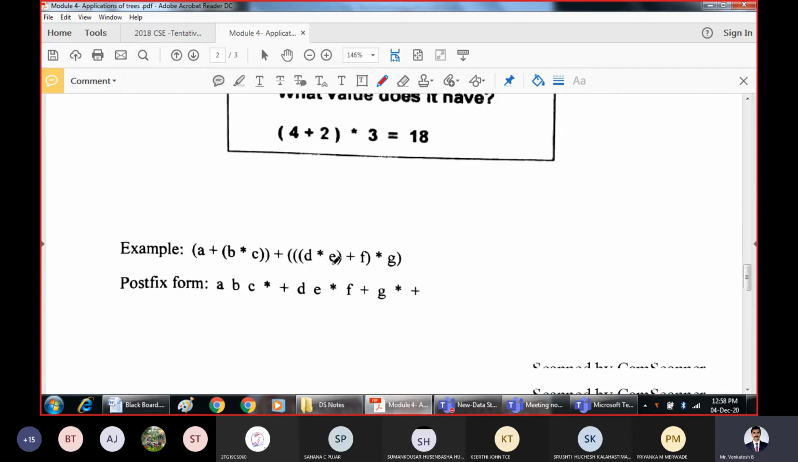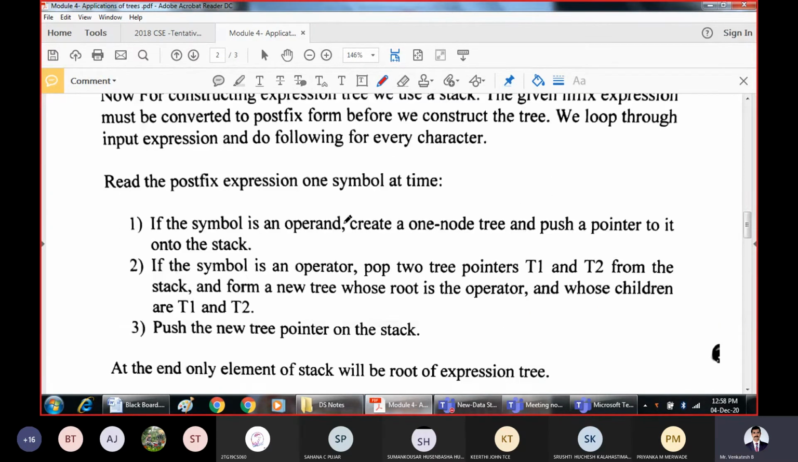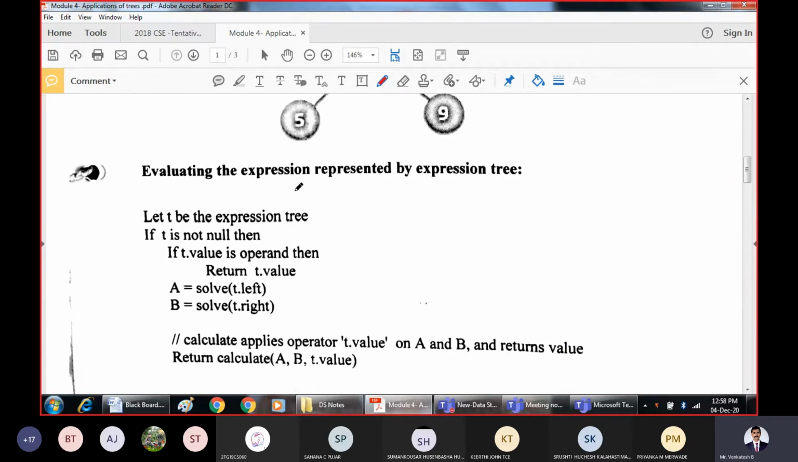Say for example, this expression. If you consider such an expression, we may find complications in constructing the expression tree. So for that purpose, there is a procedure or algorithm for construction of the expression tree. What is that? Let T be the expression tree which we want to construct. If T is not null, that means if there are nodes in the tree, then if T dot value is an operand, return T as the value.